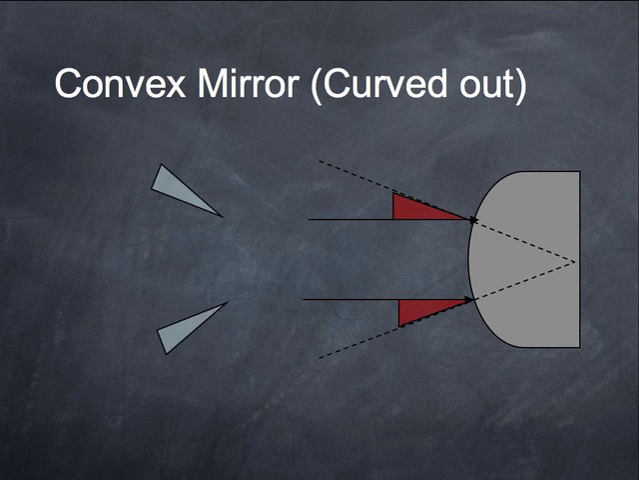So these light rays are going to reflect back out, but they're going to be diverging.